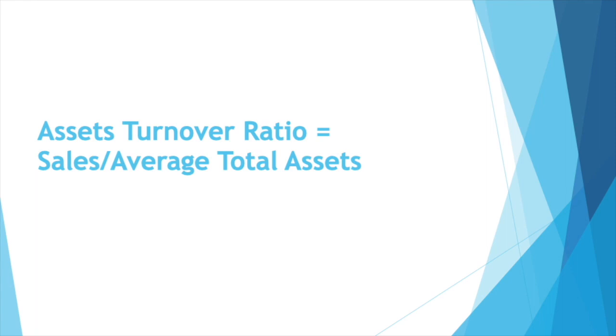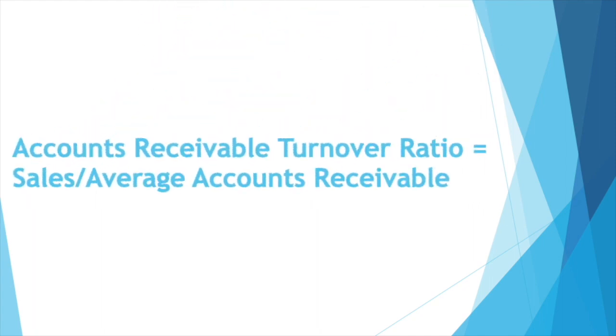Assets turnover ratio, which equals sales divided by average total assets. This ratio is a good indicator of how good your company is at using your assets to produce or generate revenues. Accounts receivable turnover ratio, which equals sales divided by average accounts receivable. You can use this ratio to evaluate how quickly your company is able to collect funds from its customers.